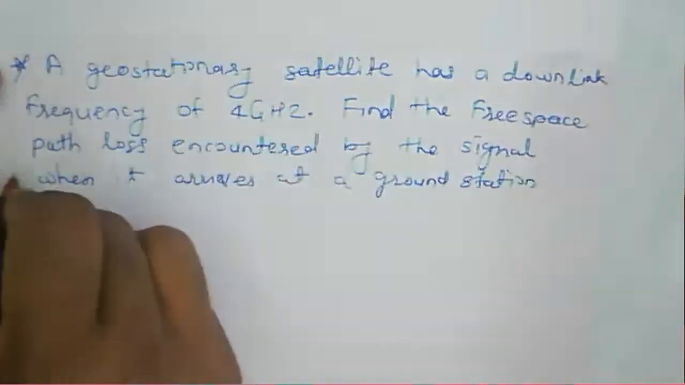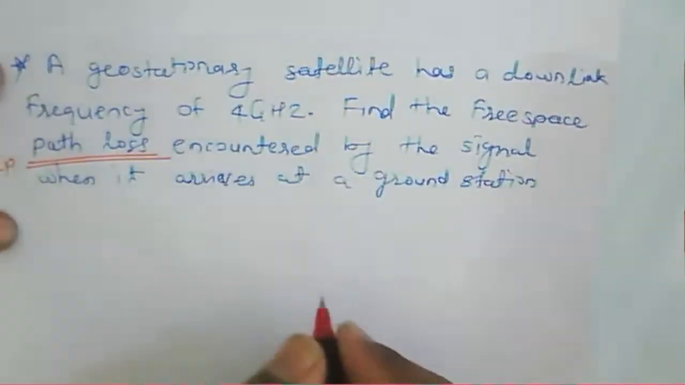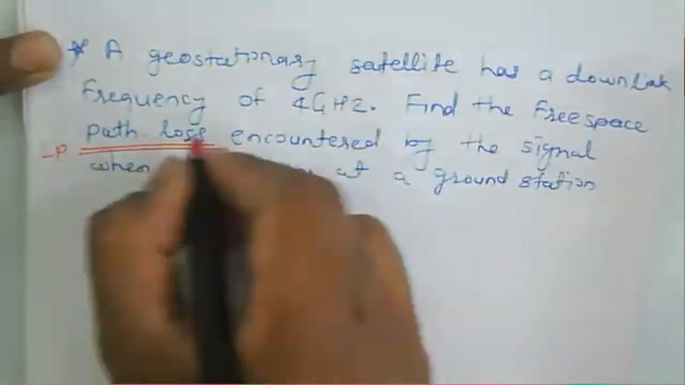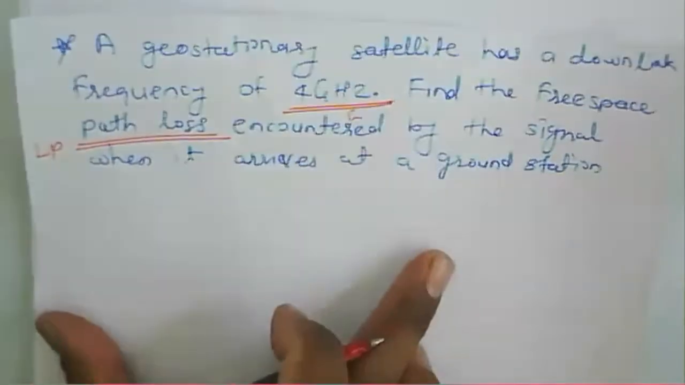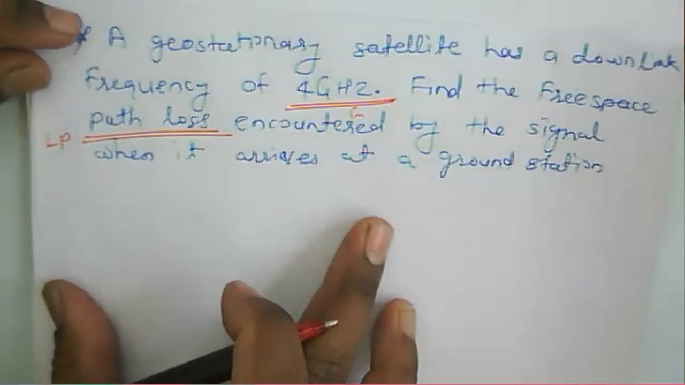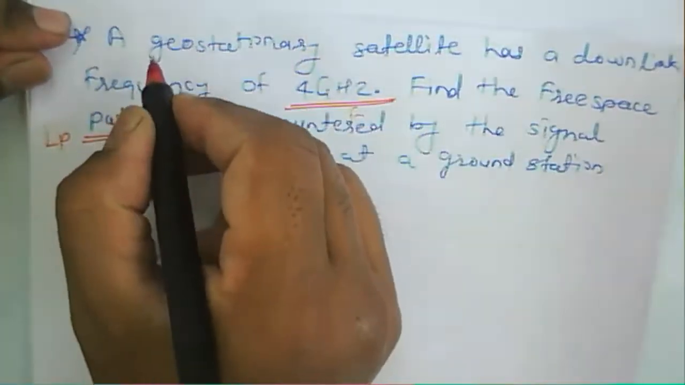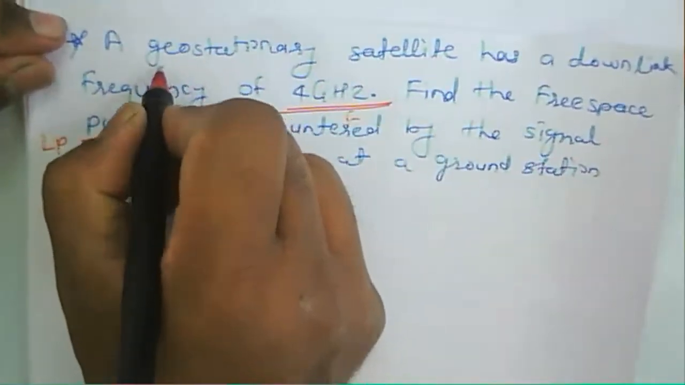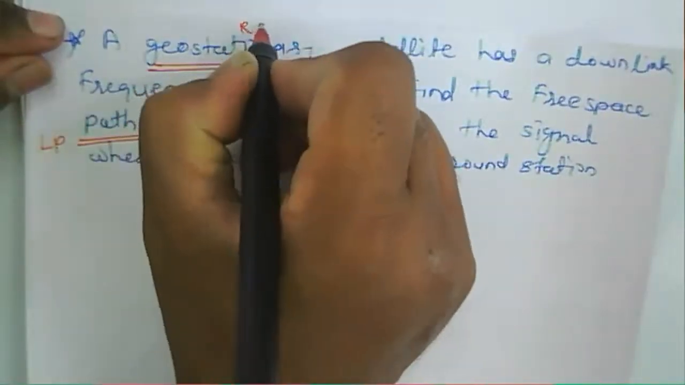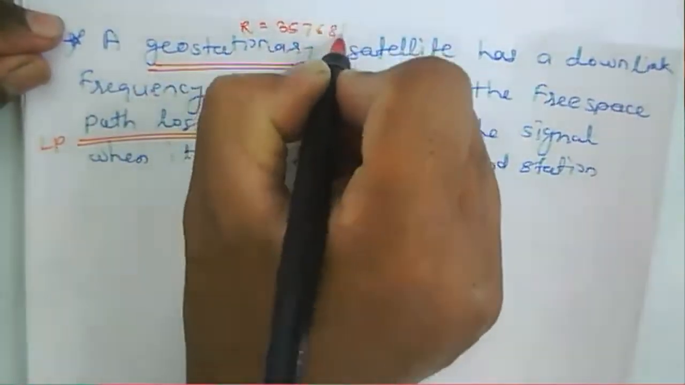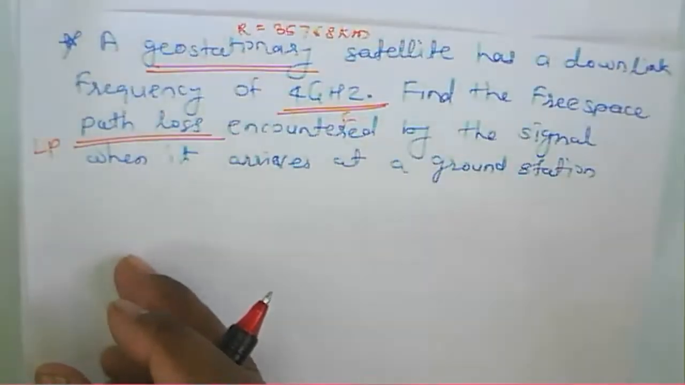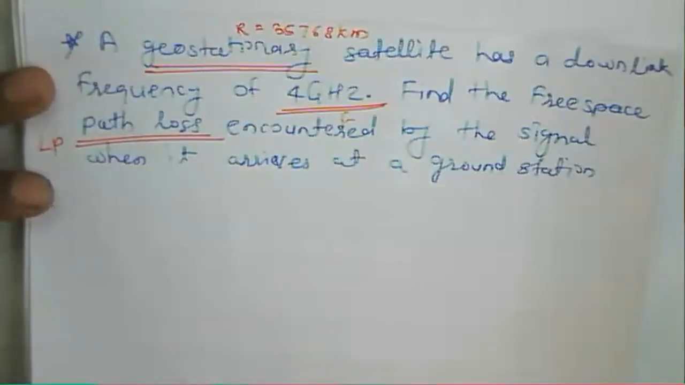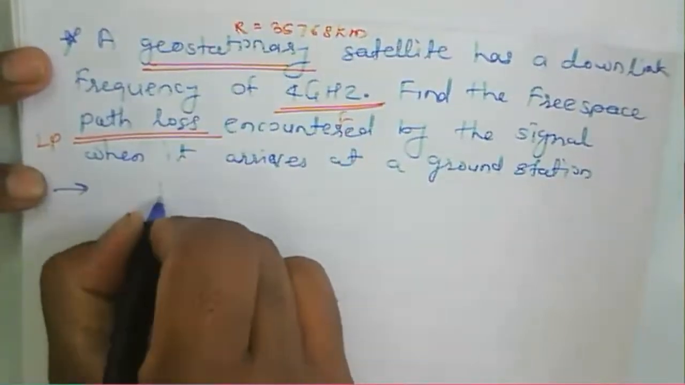Now our aim is to find the free space path loss. That is LP here. LP is the free space path loss. The frequency is given, that is 4 gigahertz now. And the satellite orbit is a geostationary one. So R is nothing but what? 35768 kilometer. That is R, because R is not given anywhere. So we can use that R value directly and put it here. But before that, you should know what the path loss will be.